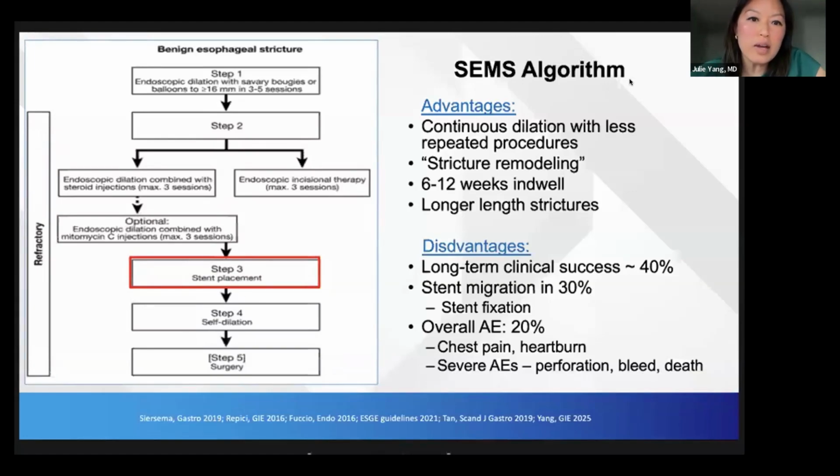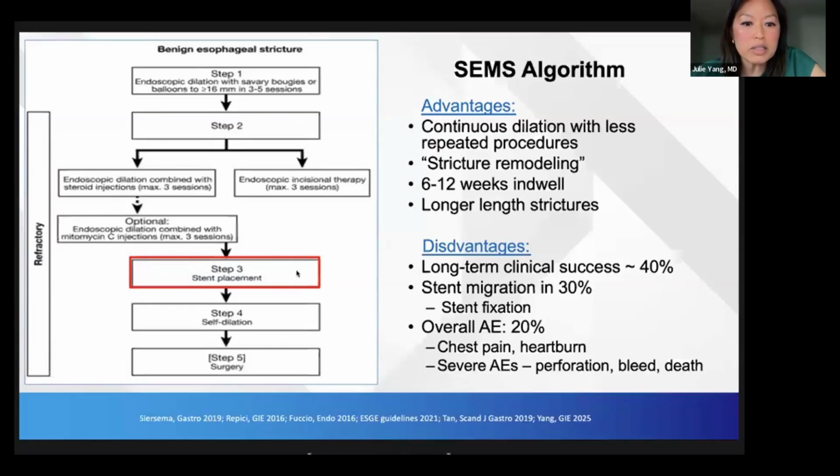So the advantages are that you have continuous dilation with less repeated procedures, and the stent causes stricture remodeling. The indwell time is about 6 to 8 weeks, but you can go up to 12. But that's when we say that we should really start thinking about removing it, and it becomes obstructed. And again, SEMS comes in a variety of lengths, so you can treat any length of a stricture. The disadvantage is that the long-term clinical success is not great. And again, remember, this is rescue. I mean, they failed all of this.